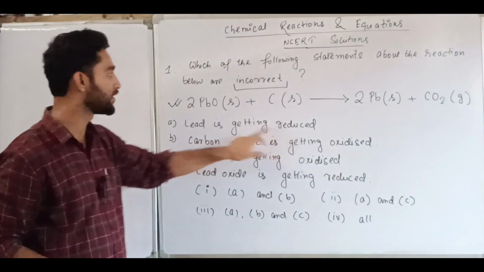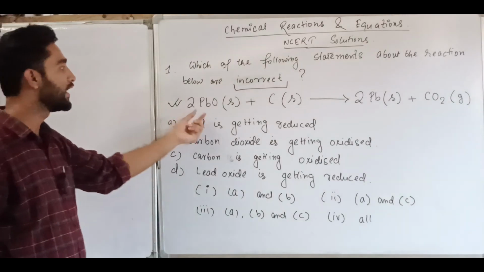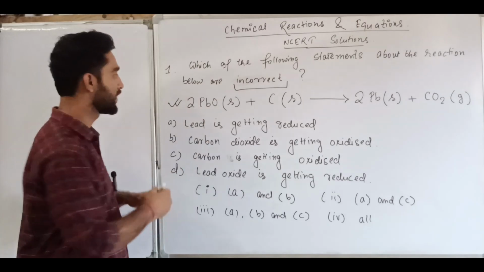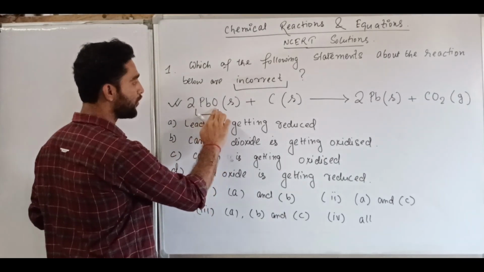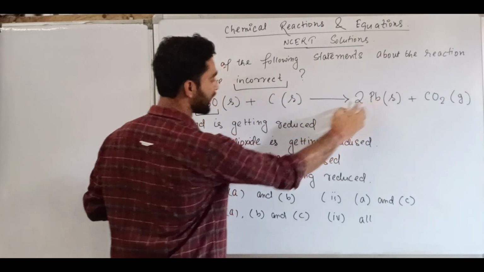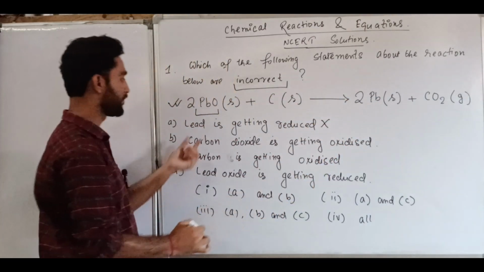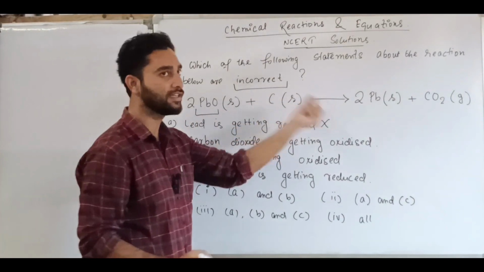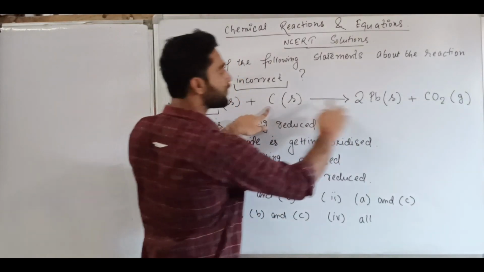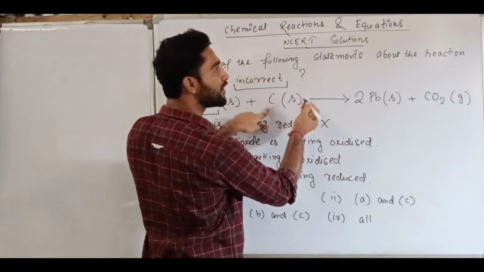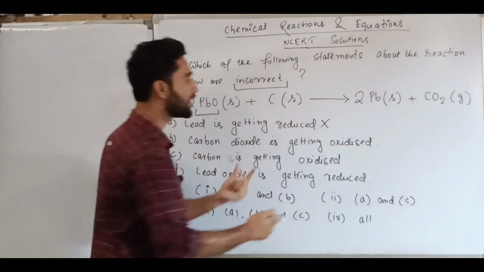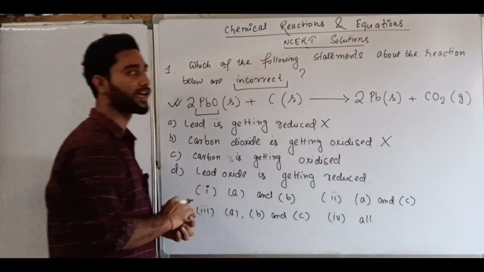First option: lead is getting reduced. If you look at the reaction carefully, here the lead is not getting reduced. Here the lead oxide, PbO, is getting reduced. It lost oxygen and became lead. So this option is incorrect. Lead oxide is getting reduced. Next option: carbon dioxide is getting oxidized. Here the carbon dioxide is not getting oxidized. The carbon is getting oxidized. Carbon, by gaining oxygen, became carbon dioxide. So this is also an incorrect option.